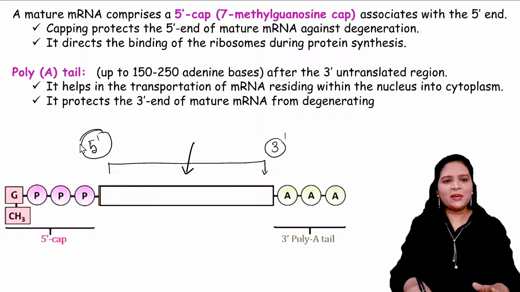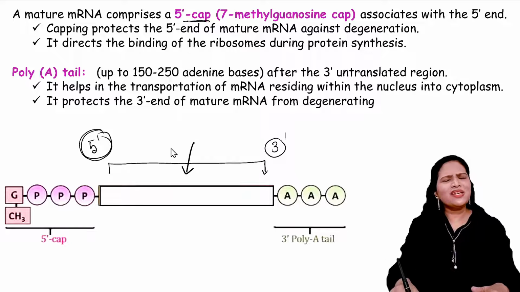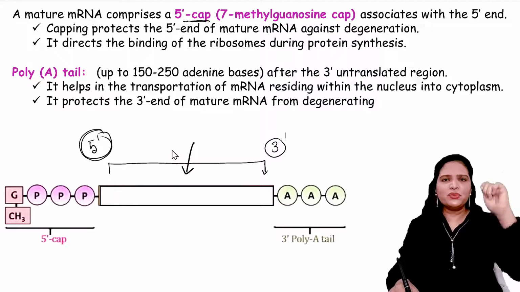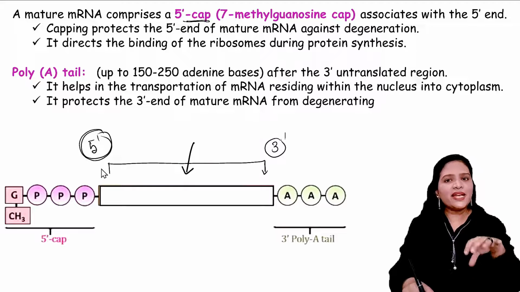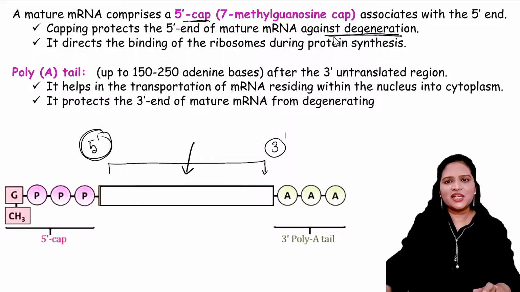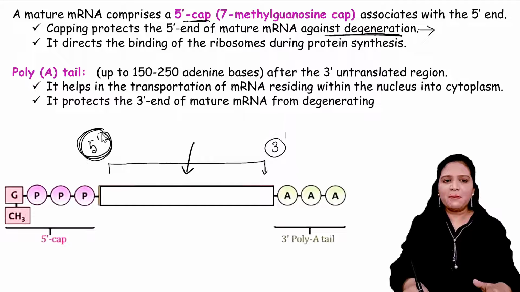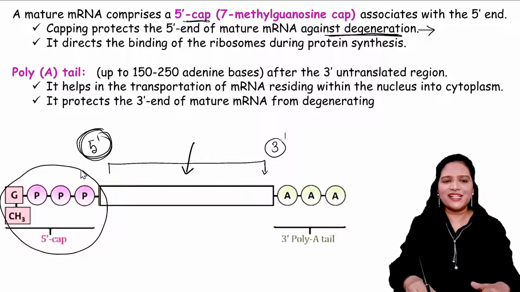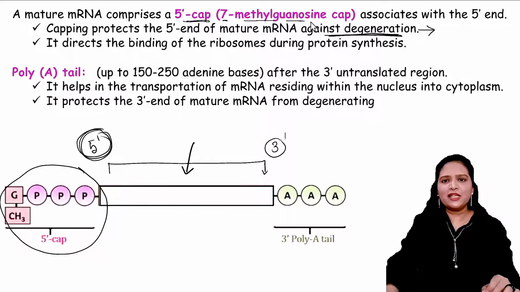Okay. So at the 5' end of the mature mRNA, a cap is present. What is this cap? See, when we go out on a hot summer, sunny day, we used to wear a cap, right? So what is the purpose of the cap? It is to protect our head directly from the sun rays. So similarly, in order to protect this mRNA against degeneration. Degeneration means destroying or getting spoiled. Okay. So the 5' end of the mRNA is protected by a cap-like structure. So what is this cap-like structure exactly? This is 7-methyl guanosine.